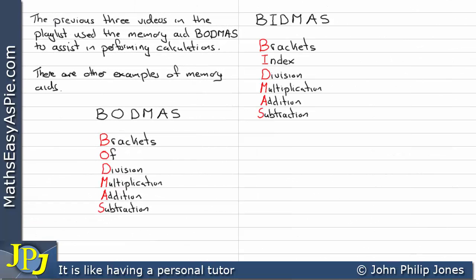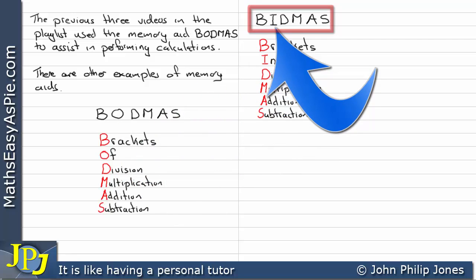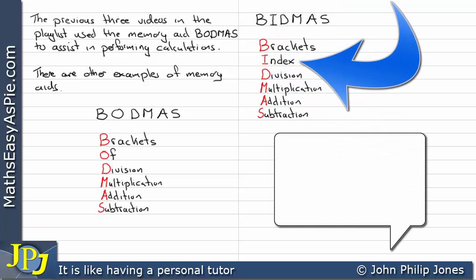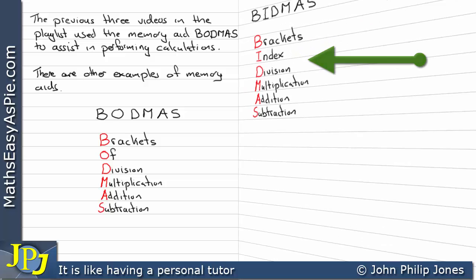A variation on the memory aid BODMAS is BIDMAS. This is where the O of BODMAS is replaced with the I, where I means index. So you can have 2 to the power of 3, and 3 would be the index. So it's something else just to remind you that you're dealing with powers here, the raising of a number to a particular power. Another word for that power is index.